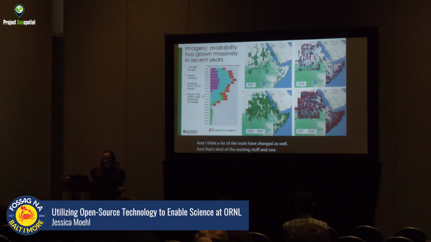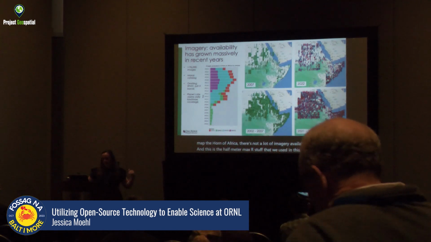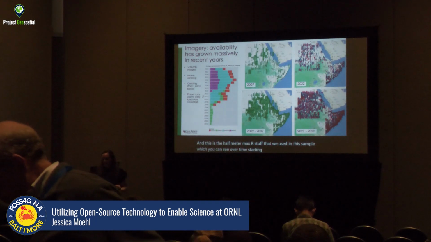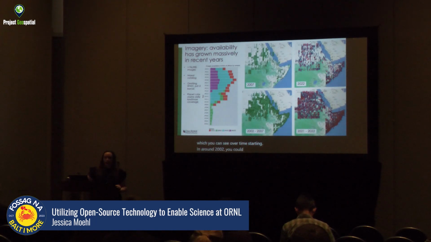And one more slide just to hammer that home. Imagery. Brian did a great job saying you can get an image for $175 of Antwerp on your phone in the next 5 minutes or something. But when we're trying to do large-scale geospatial analysis, and in 2007 you wanted to say, let's map the Horn of Africa, there's not a lot of imagery available for that. And this is the half-meter Maxar stuff that we used in this sample. But you can see over time, starting in around 2002, you could get a few images, but you couldn't get a whole lot.